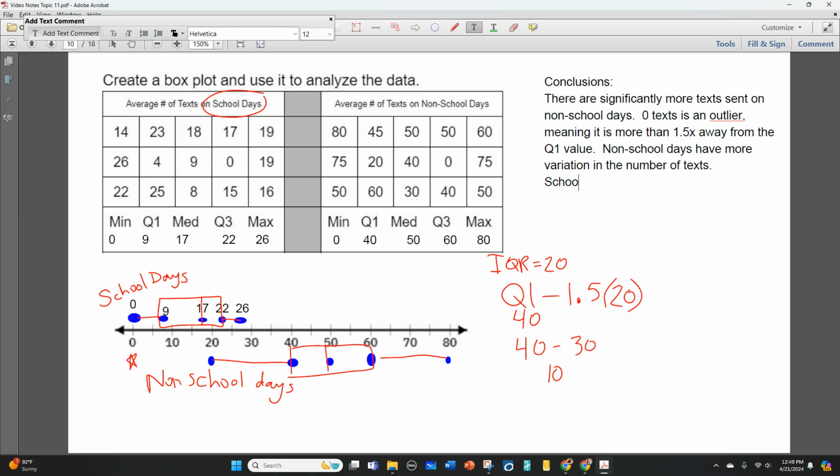Because if I look at school days versus non-school days, the range for school days is my maximum, 26, minus my minimum, 0, which is 26. And for non-school days, it's 80 minus 0, which is 80. So there's a lot more diversity in the non-school days in terms of texts. All right, that is 11.2, comparing data sets.